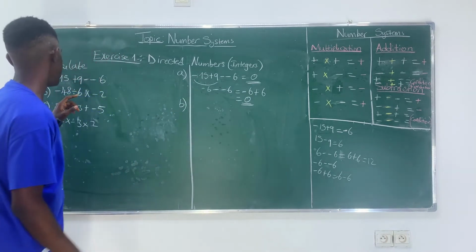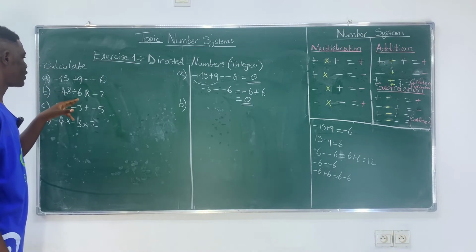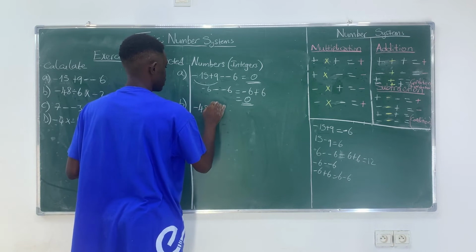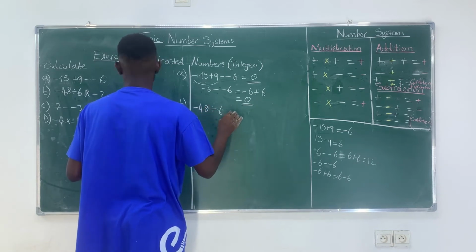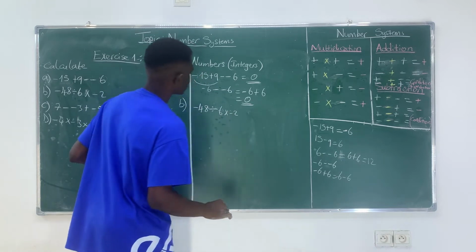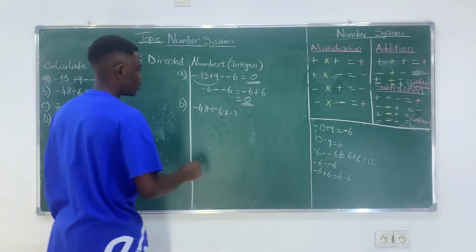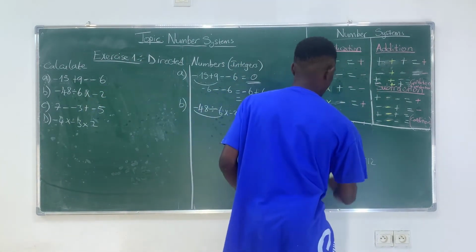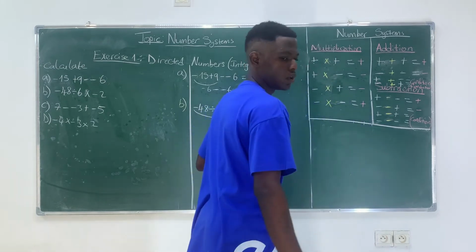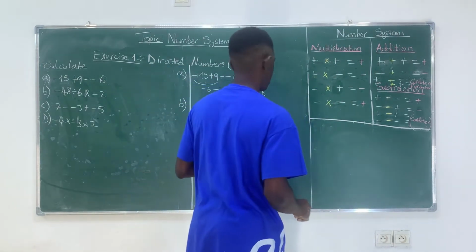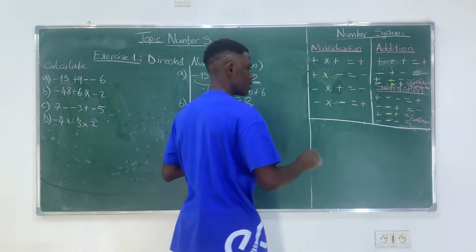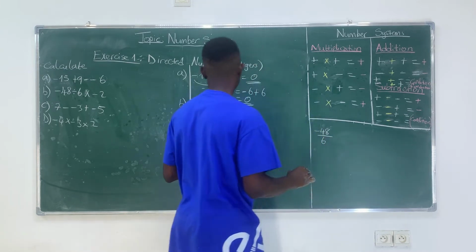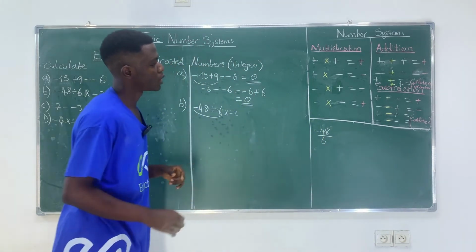So we are done with the A part. What is B saying? B says minus 48 divided by 6 times minus 2. So we start with the first two operations. Minus 48 divided by 6 is the same as minus 48 over 6.